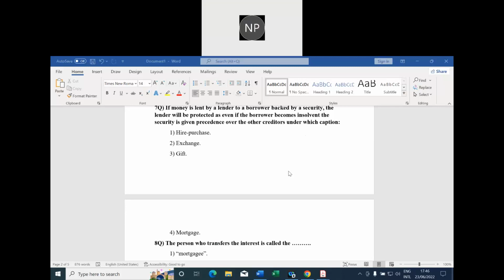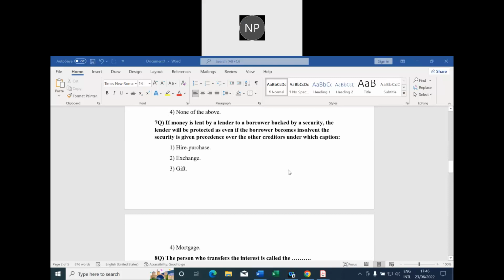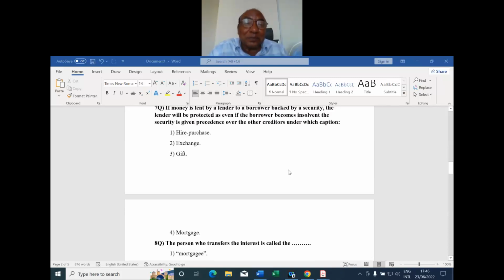Number 1 is correct, sir. In hire purchase, he is not the owner of the property. He is merely the possessor of the property. Who becomes insolvent here? Borrower becomes insolvent. The security is given precedence over the other creditors, under which caption? The right answer is mortgage. Is it clear?